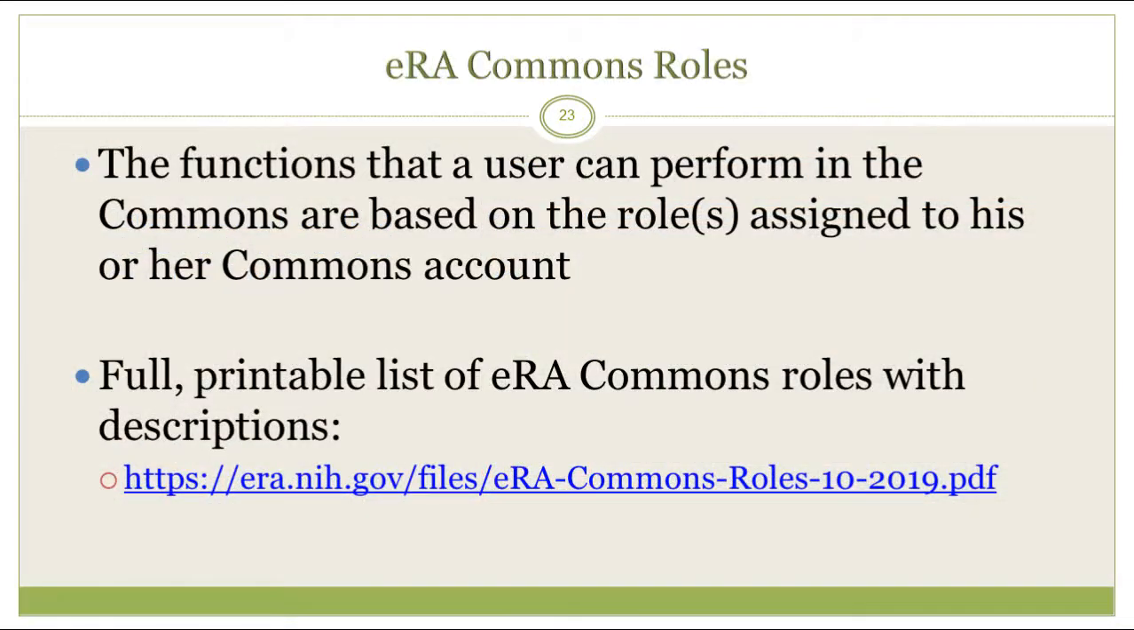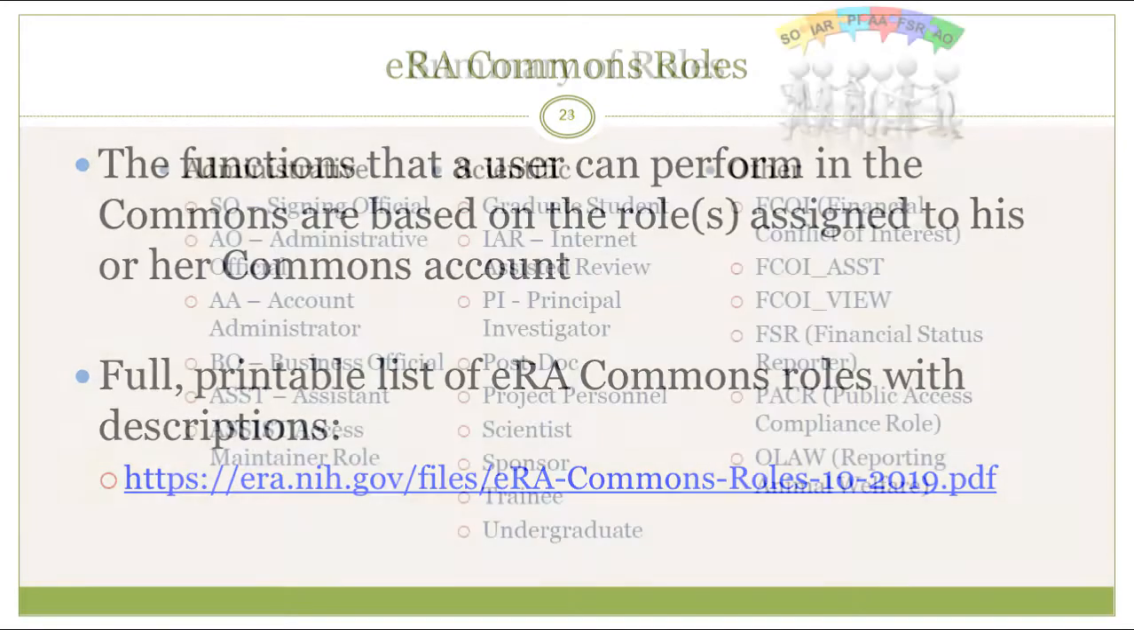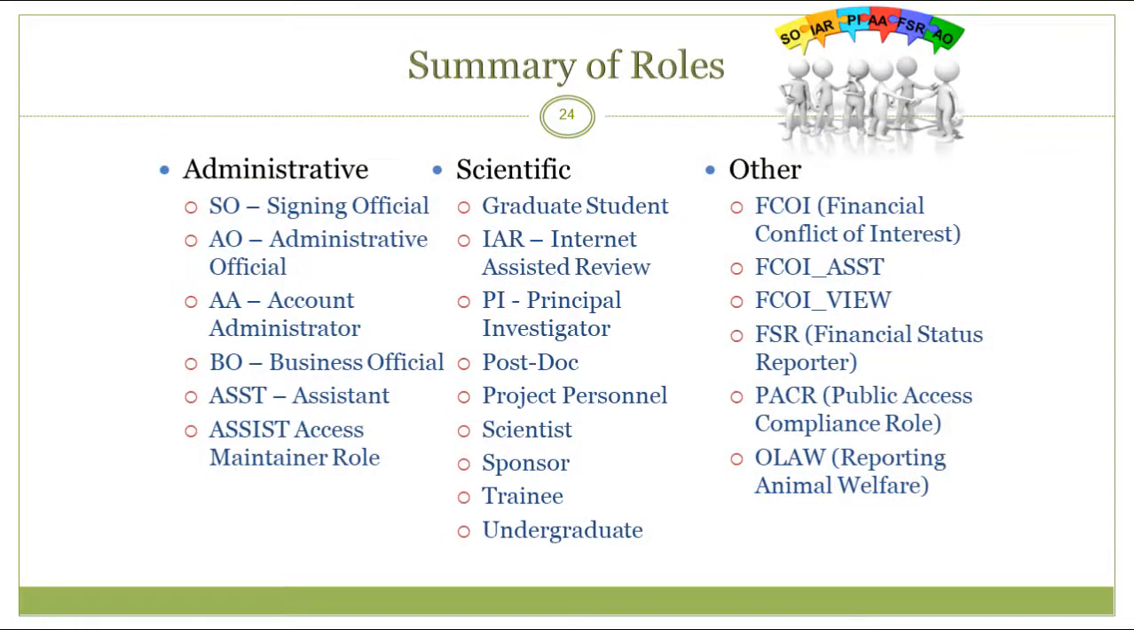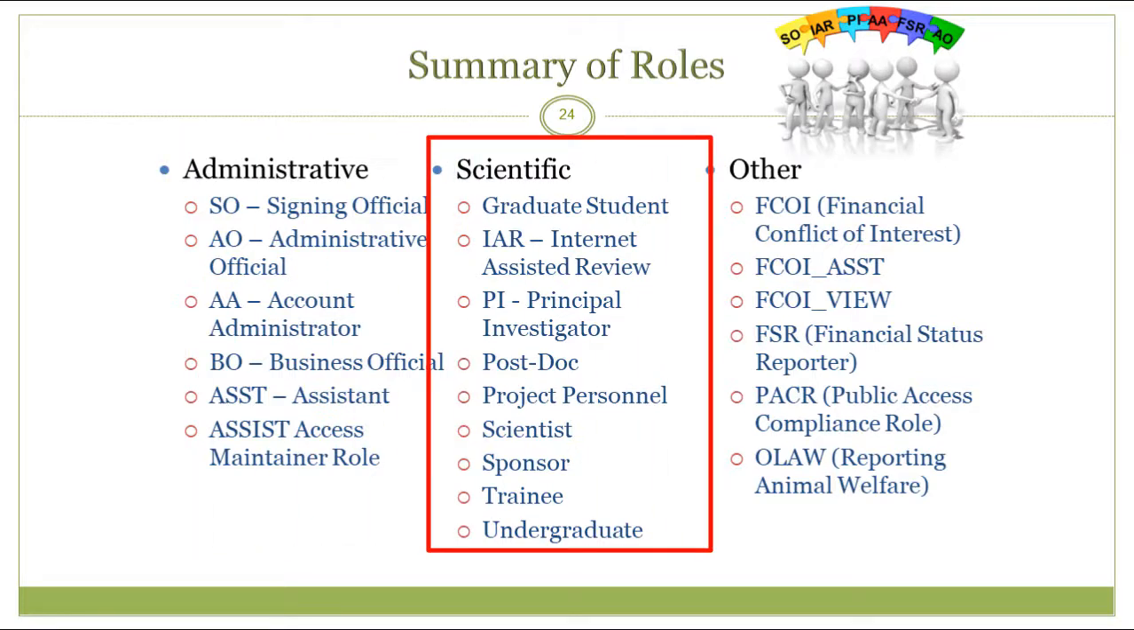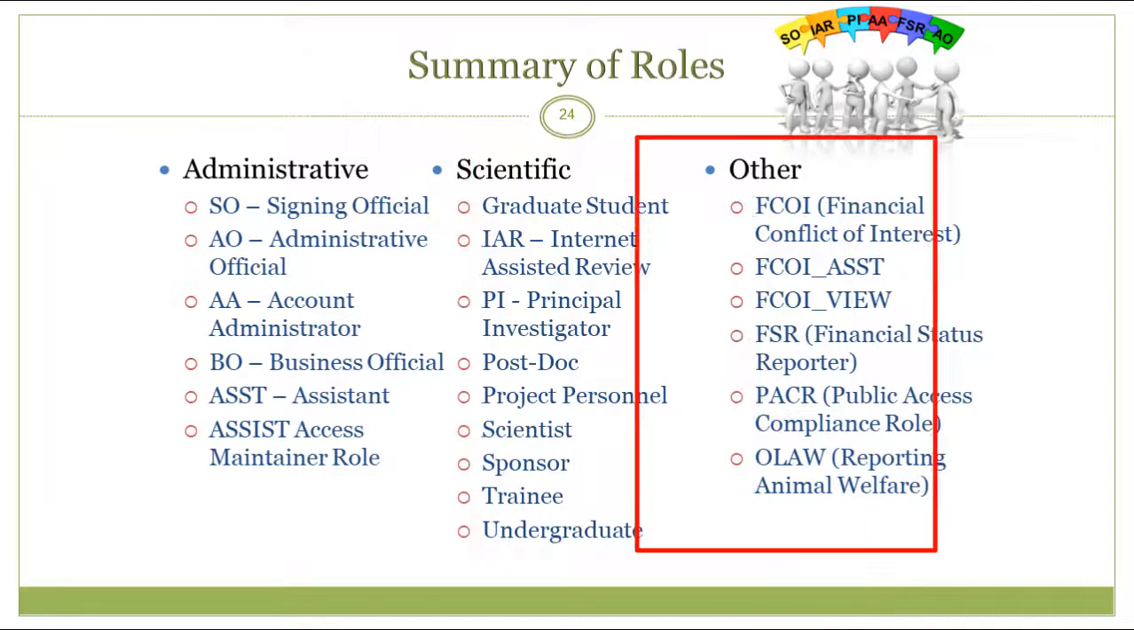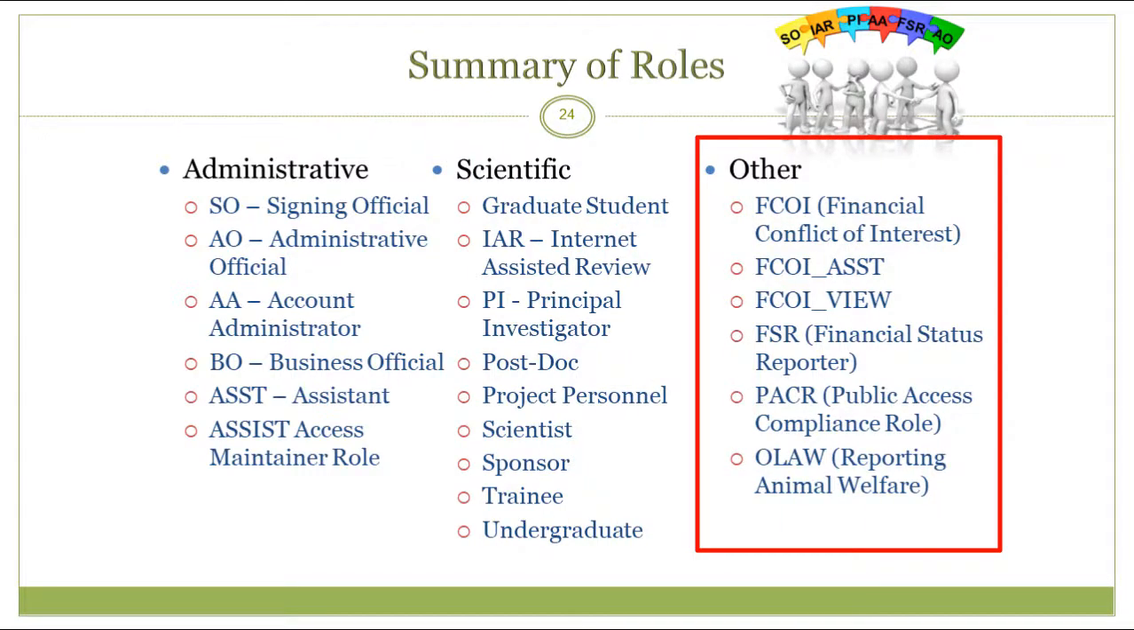So let's talk a little bit about eRA Commons roles. Basically, a person can execute certain actions and perform certain functions within Commons based on the roles assigned to their account. And on this slide, you see the entire list of eRA Commons roles. Basically, they break down into three categories. You have administrative roles, you have your scientific roles, then you have the category of other, and these are kind of a weird mixture of review roles for types of reporting or reporting itself and compliance.